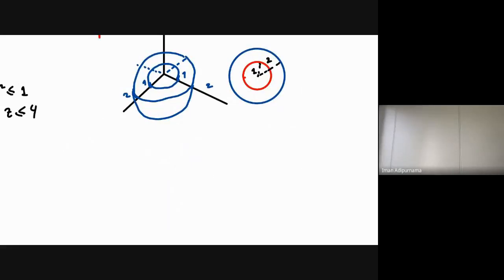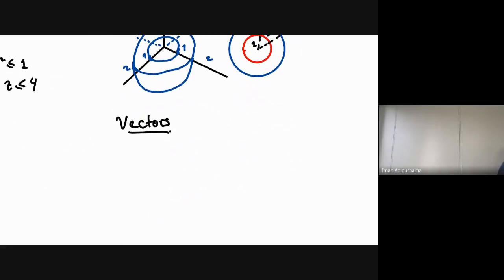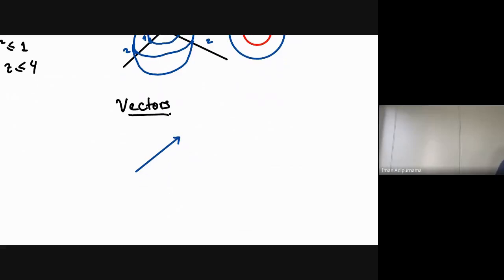Now I will move on to the next one, which is the definition of vectors, and I think you already learned it before, and maybe this is just a review for you. So I will just point out the key points. Vectors are usually represented by an arrow because they have direction. The important point in a vector is having direction. So not only a value, but also direction.